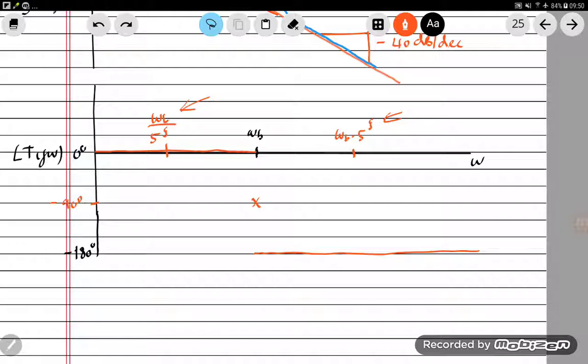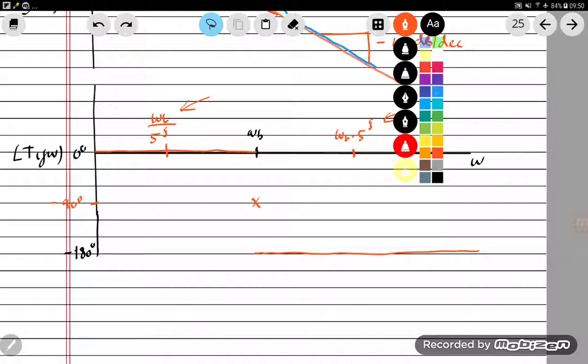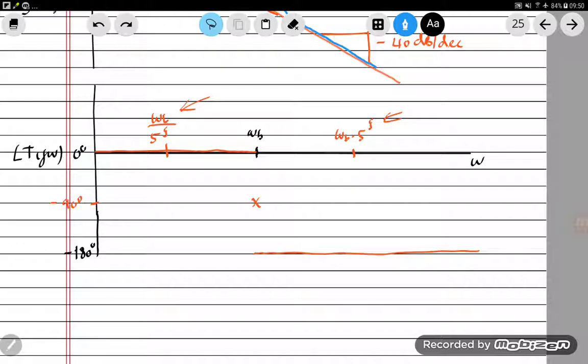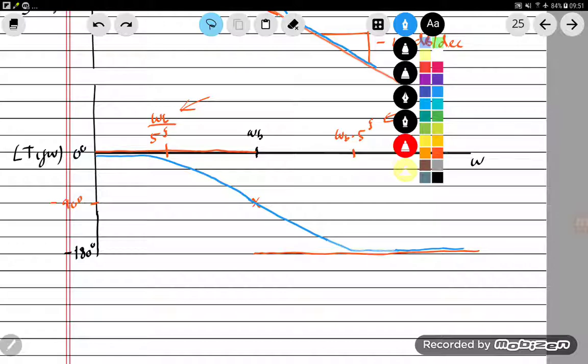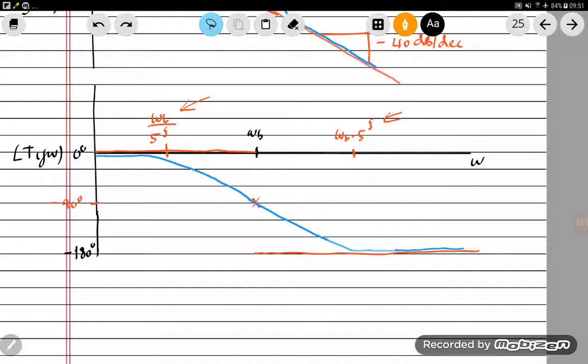Okay, so I'm going to use a different color to make this clear. Well, let me first draw how the real phase plot will look. It will look something like this. I'm going to have to redraw that. But our straight line approximation will look something like this.